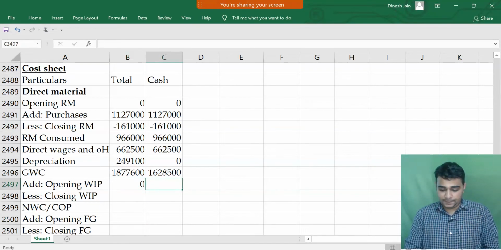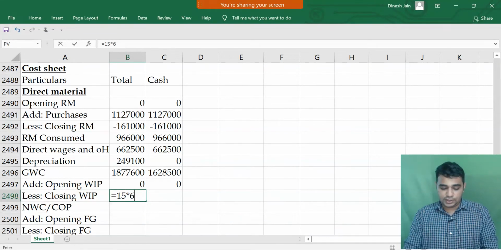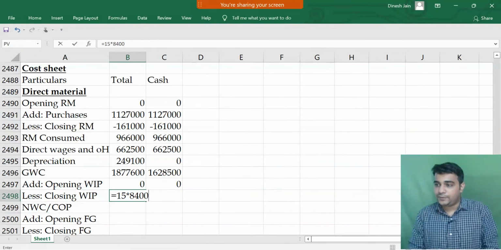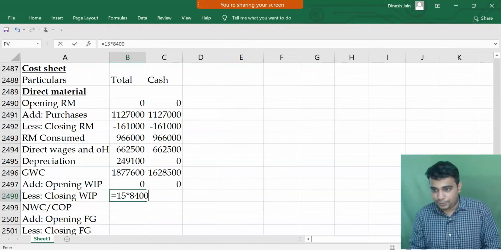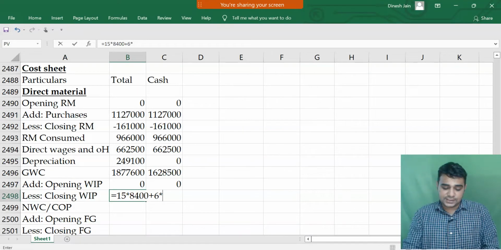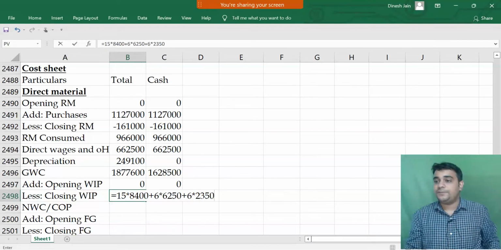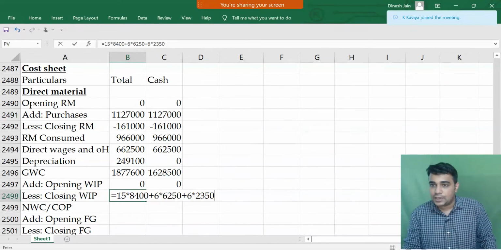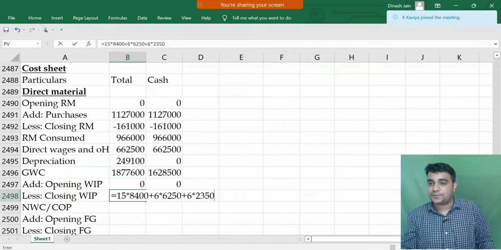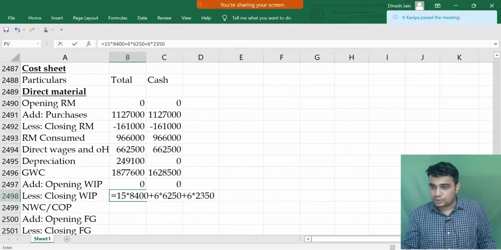No opening WIP. Closing WIP is 15 units into 8400. We made an assumption of 100 units. WIP was 15 units. 6 units into 6250, 6 units into 2350. Even depreciation will be considered for stock valuation. 6 units into 6250, 6 units into 2350.